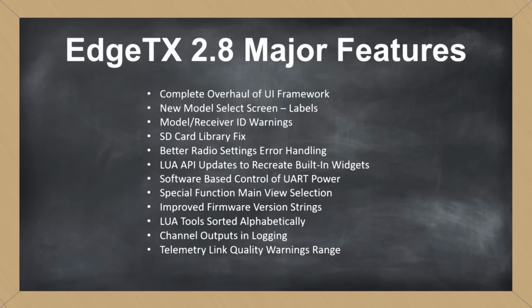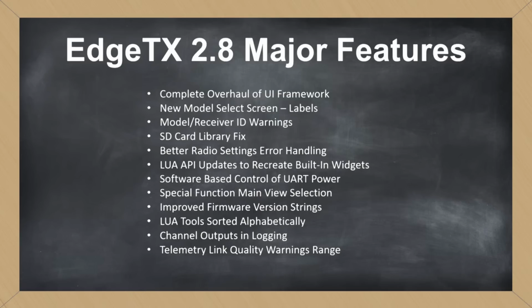Okay, special function of the main view selection. You can now select your main screen with a special function, so you can put it on a switch. If you have 3 different screens on your radio, you can switch back and forth with a hardware switch, which is really cool. That's a really neat feature. Think about using maybe your 6-position switch or one of your pots or sliders for that. That'd be cool. You can change your main screen with a switch. That's a very cool little trick.